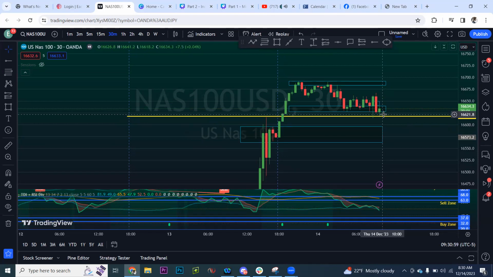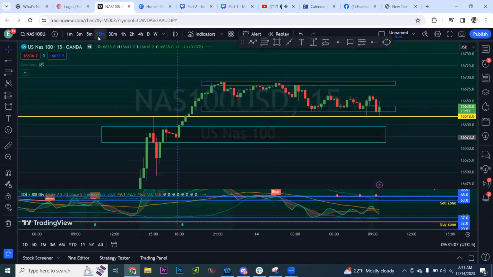Look at the story of what happened. Price was up here in the zone that we're looking. Oh, let's go to the 15. This is where we drew these two zones at. So price came from the resistance. Price came from the top. Came to the bottom zone. Pulled back up to this point and pulled back down.